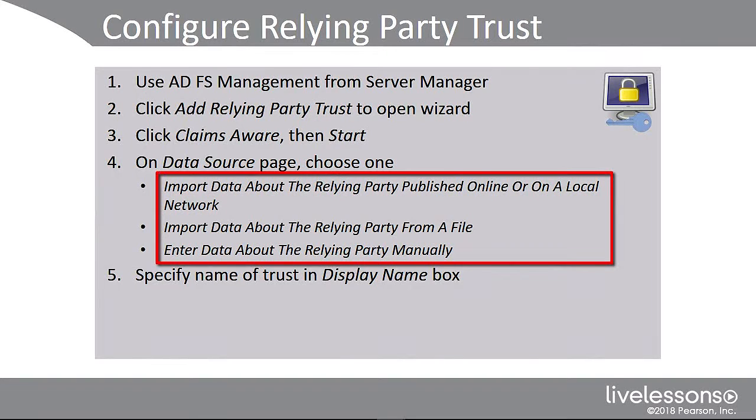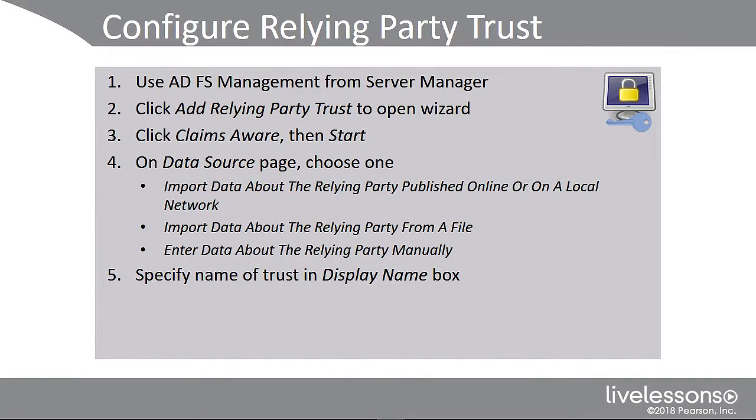And then on the data source page, we're going to choose one of these 3 options, depending on where we're getting our data. We can import data about the relying party published online or on a local network. So that's readily available via the network. Or if we have something stored in a file, we can choose to import data from a file, or we can enter all the data about the relying party manually. So those are the 3 choices for the data source. After choosing the appropriate data source, we'll then specify a name of the trust in the display name box.